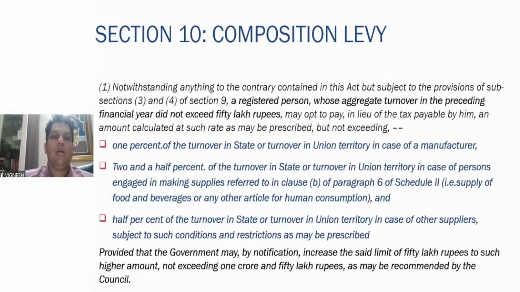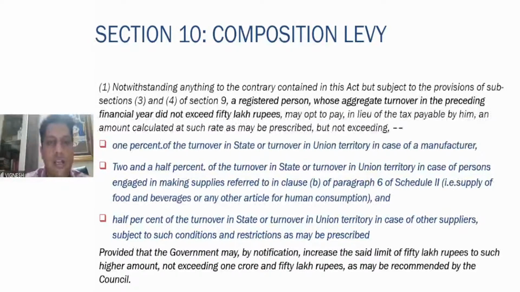Now, what is this composition levy? Notwithstanding anything to the contrary, subject to the provisions of Sections 9, 3 and 4, a registered person whose aggregate turnover in the preceding financial year did not exceed 50 lakhs. The composition scheme started off with 50 lakhs, but later a provision was given in this section itself, which says that the limit of 50 lakhs may be raised to an amount not exceeding 1.5 crores as may be recommended by the council. So though the section says 50 lakhs, please remember that the amount has already been extended by the government to 1.5 crores.